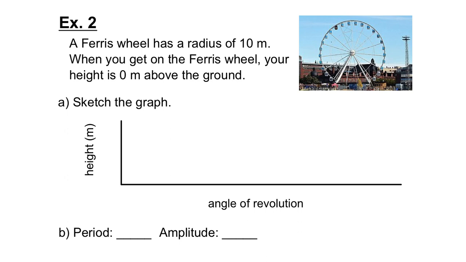Now when we make a sketch of this graph, we're going to want to include not just a drawing of what the graph would look like, but also some values on our height axis and on our angle of revolution axis. Now we do have some information up here. We know the radius of the Ferris wheel. That's important. So we can use that when we're figuring out the heights that we should have on our height axis. Pause the video and complete a sketch of one cycle of this Ferris wheel ride, and then see if you can figure out the period and the amplitude.